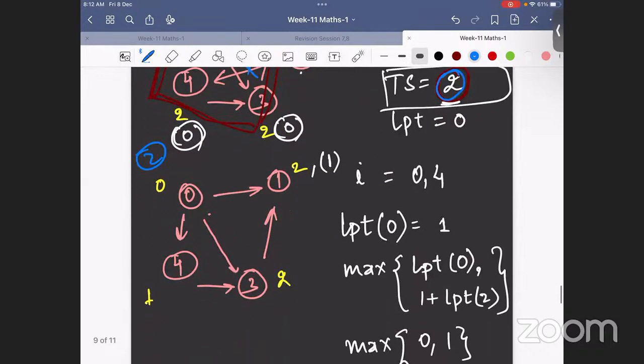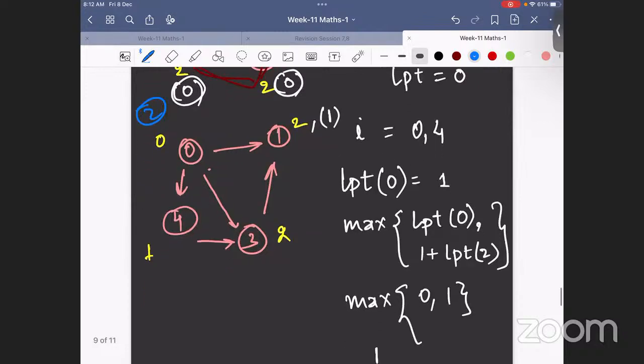And what is the updation method? How are we going to update it? The updation method is the maximum of LPT of 0, 1 plus LPT of 2. Basically, this is LPT of I, 1 plus LPT of 2, since you reach 0 from 2. So what should be the updation value? LPT of 0, or you reach it from 1 plus LPT of 2. So this is basically LPT of I, 1 plus LPT of U.